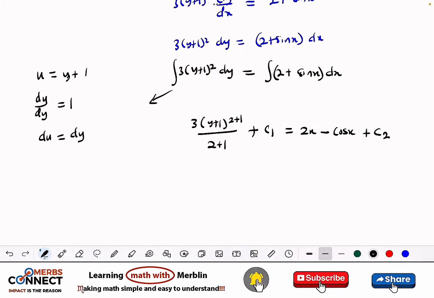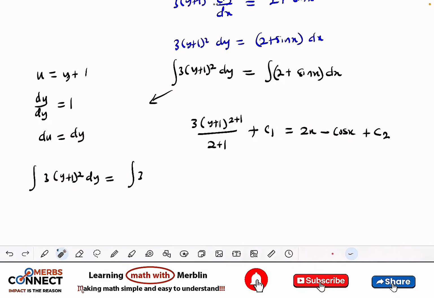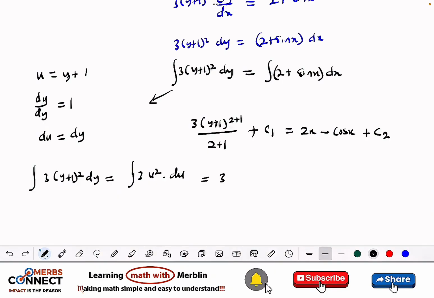So from here, I'm going to have the integral of 3(y plus 1) squared dy equal to the integral of 3. Now this y plus 1 is u. So I'm going to have u squared times dy, which is du. Is that right? And when I do this using the power rule, I'm going to have u to the power 2 plus 1 divided by 2 plus 1, and then plus c1.